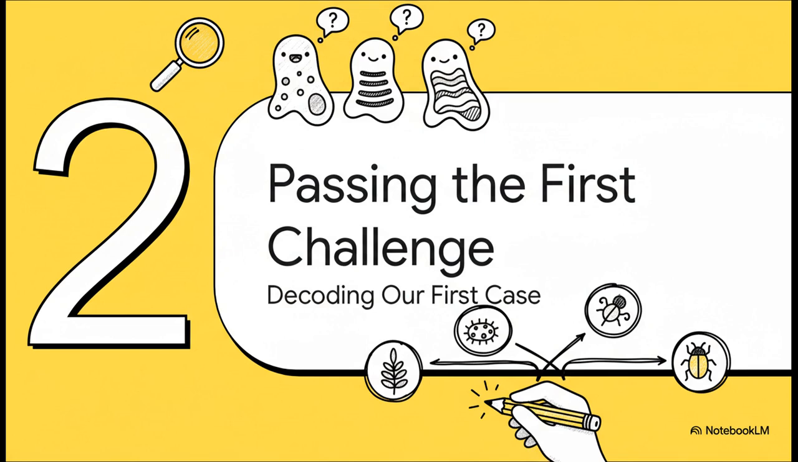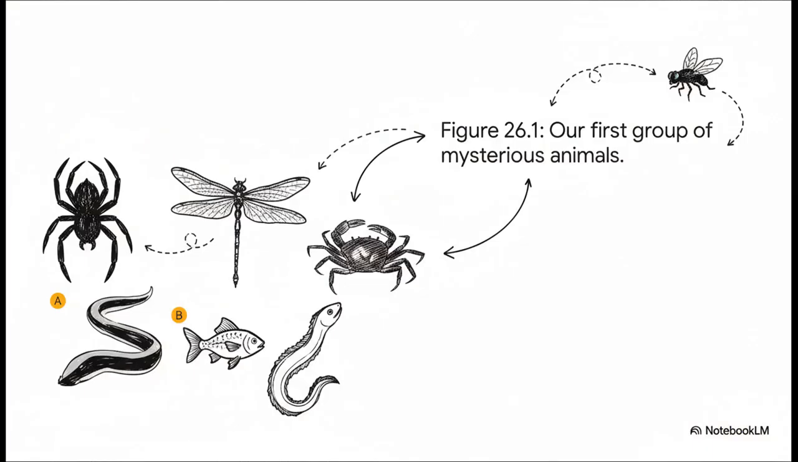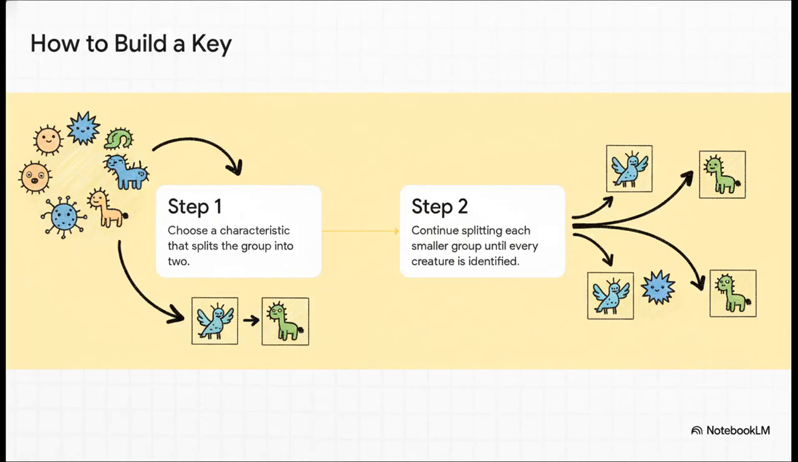We've got a lineup of suspects here, and it's our job to use this new tool to figure out who's who. And here they are: a spider, a dragonfly, a crab, an eel, a fish, and a fly. A pretty random group. Our mission, should we choose to accept it, is to identify each and every one of these critters. Okay, so the very first step is to just look at the whole group and find one big, obvious difference, a single feature that splits the entire lineup into two smaller, much more manageable teams.